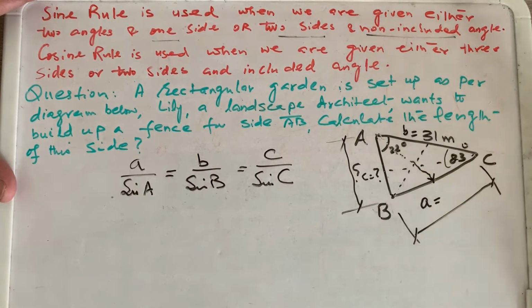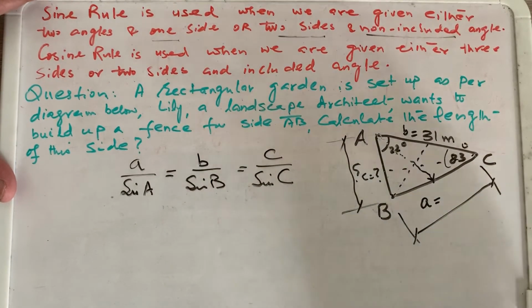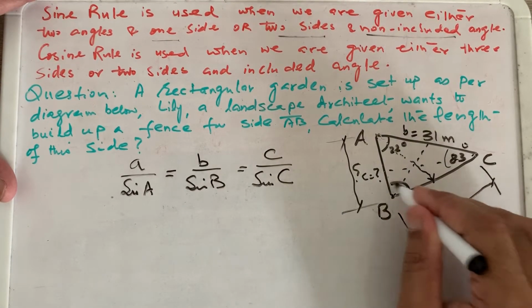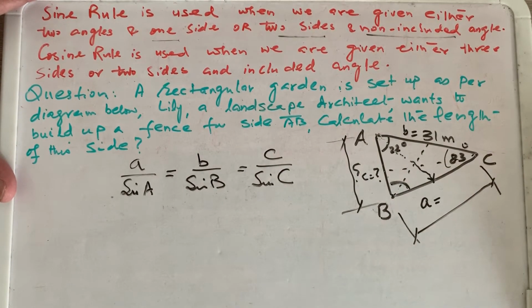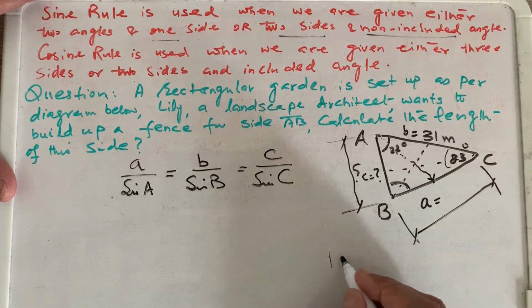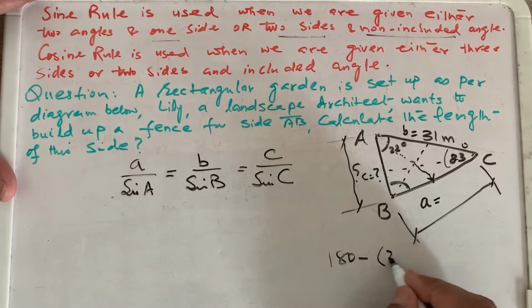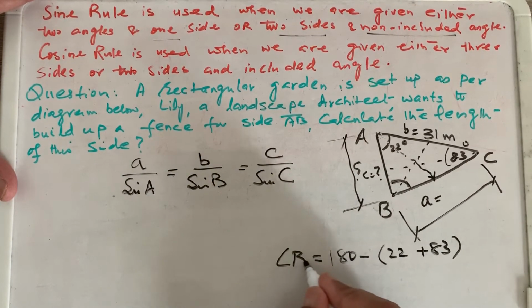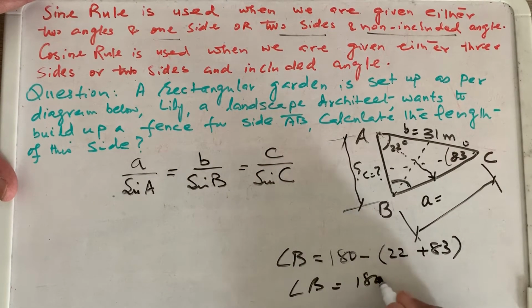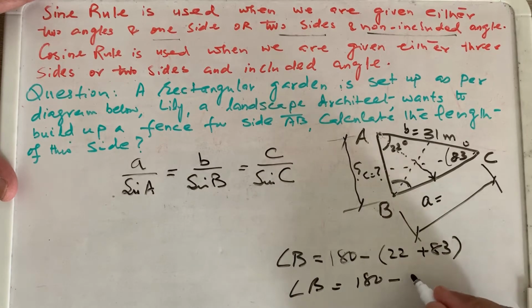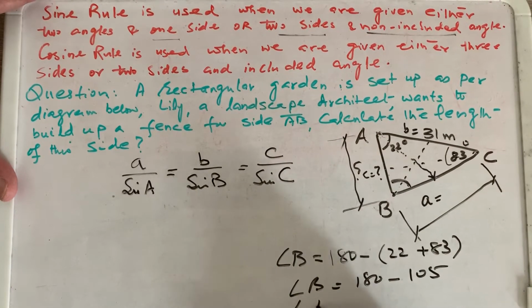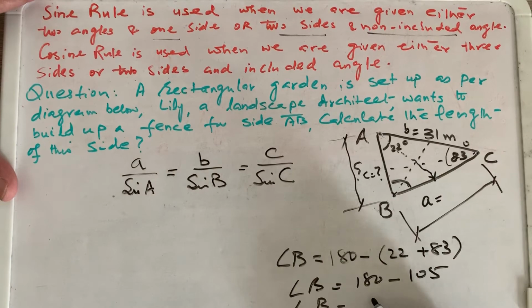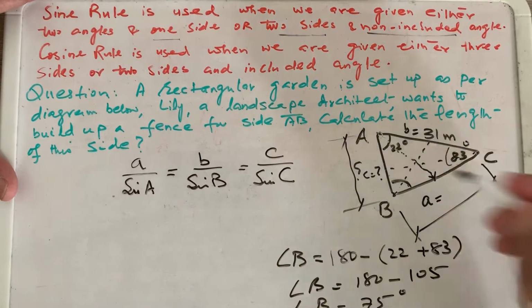Whenever two angles are given, obviously we can find the third angle, because the sum of all the angles of a triangle is 180. So we can subtract 180 minus 22 plus 83, and I can find the measurement of angle B. So angle B equals 180 minus, when we add these together, it's 105. So the measurement of angle B is 75 degrees.